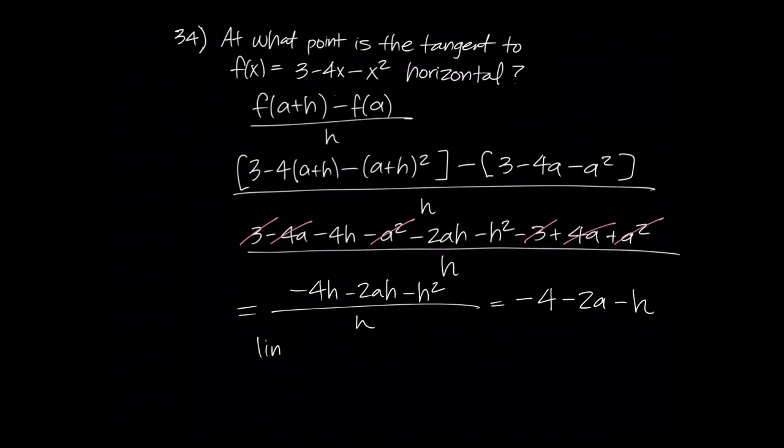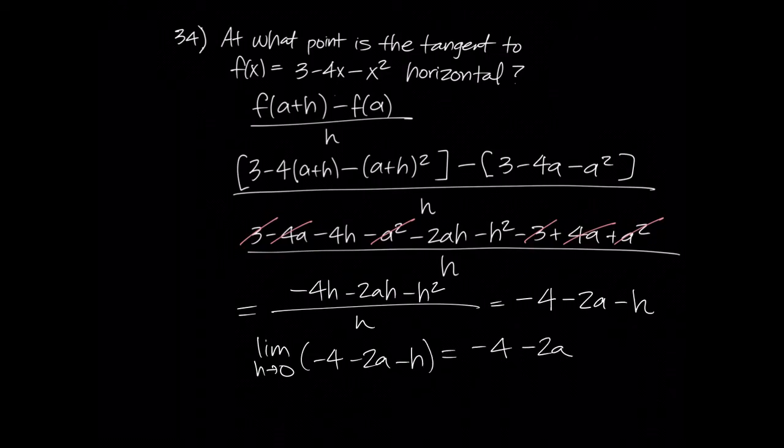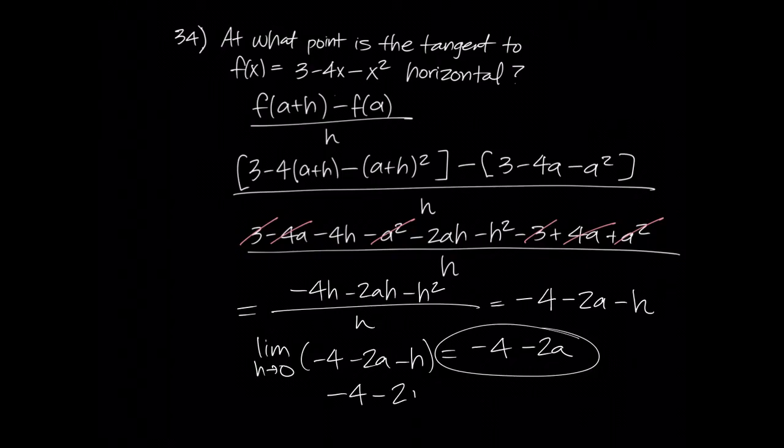Then we take the limit as h approaches 0 of that expression. And we have negative 4 minus 2a. This expression here gives us the slope of the tangent line. And if we want to know when that is going to be 0, we set it equal to 0 and we solve for a. Okay, that's it.